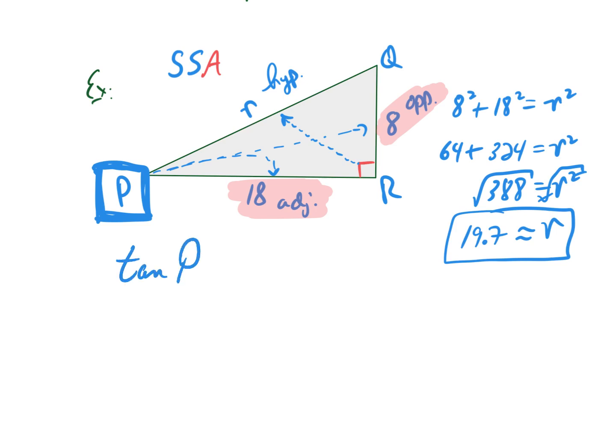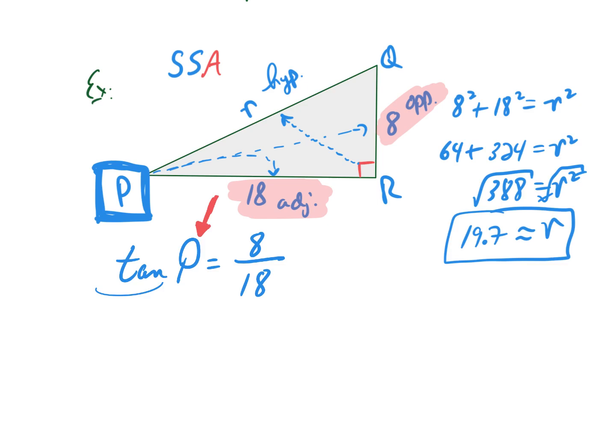So we write down the tangent of capital P, and what that's going to be equal to, our tangent is always equal to the opposite side, 8, divided by the adjacent side, 18. Okay, there's our trig equation. The variable is angle P. So what we're going to do is solve for that. And to solve for that, we have to get rid of what's attached. And what's attached to capital P is tangent, right?